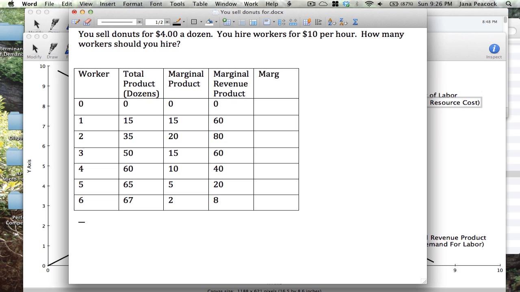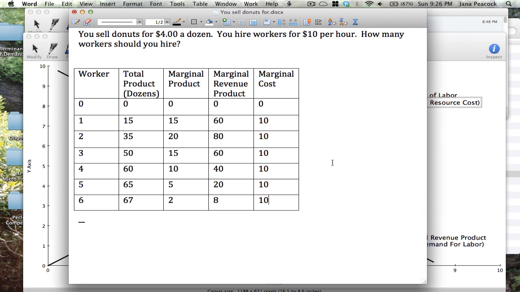Marginal cost for my worker, if I'm in a perfectly competitive industry, which this doesn't say, but we can assume that in this case, mostly because I'm telling you that, is $10 per hour. So my marginal cost for each worker is $10. Each time I add a worker, it's adding $10 to my cost. And I want to produce where marginal cost equals marginal revenue. And if marginal cost exceeds marginal revenue, I'm going to drop back.